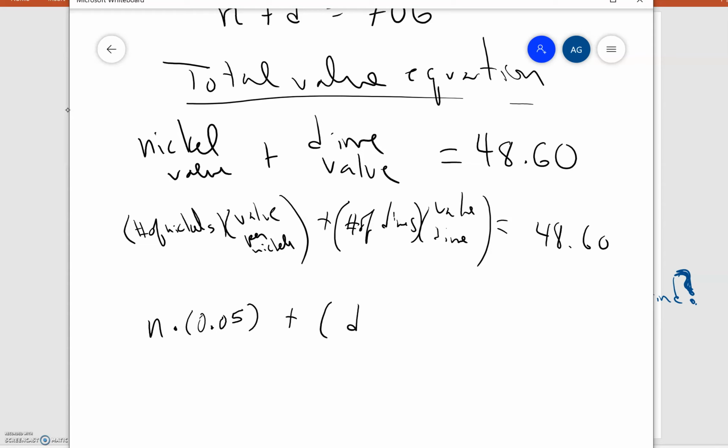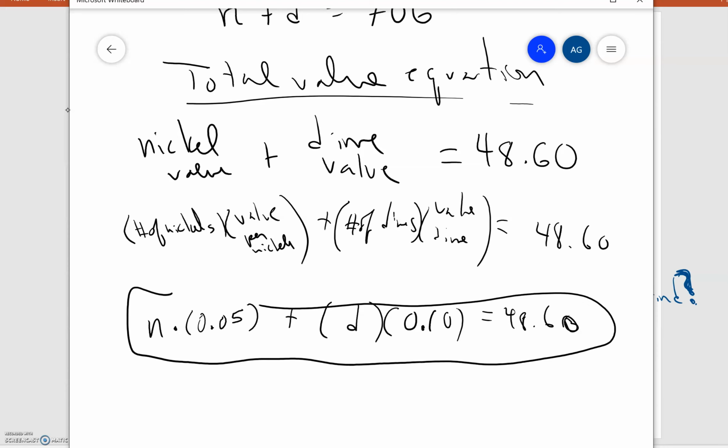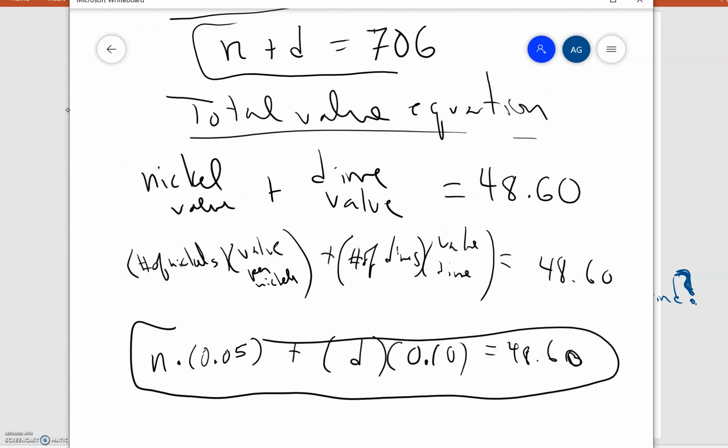Now the number of dimes, that's d. And the value of a dime is 0.10. I'll put that 0 there just to remind you, since I think sometimes people feel more comfortable with that. This is a tenth, and that is a hundredth. So this is a dime. Okay, that's it. This is our second equation, and that is our first equation. So now we are really ready to solve this.